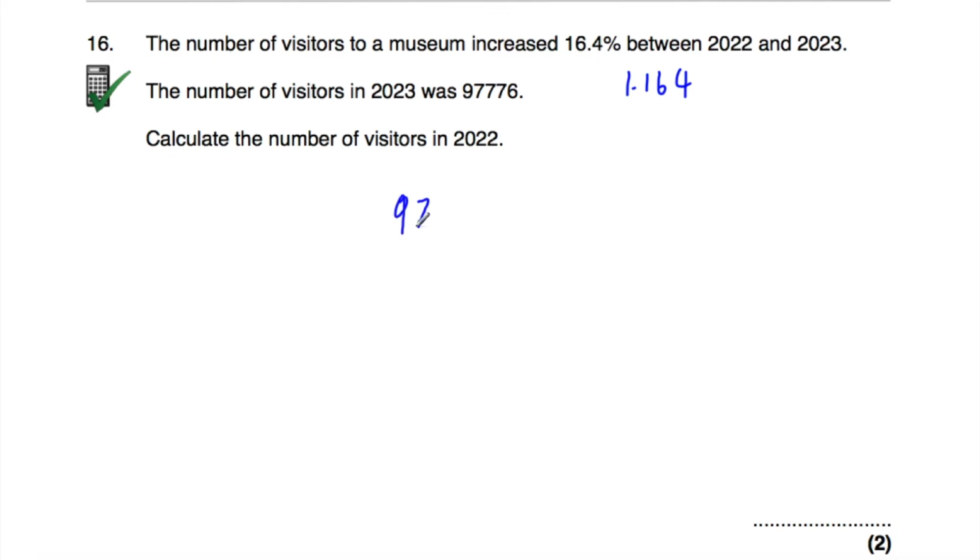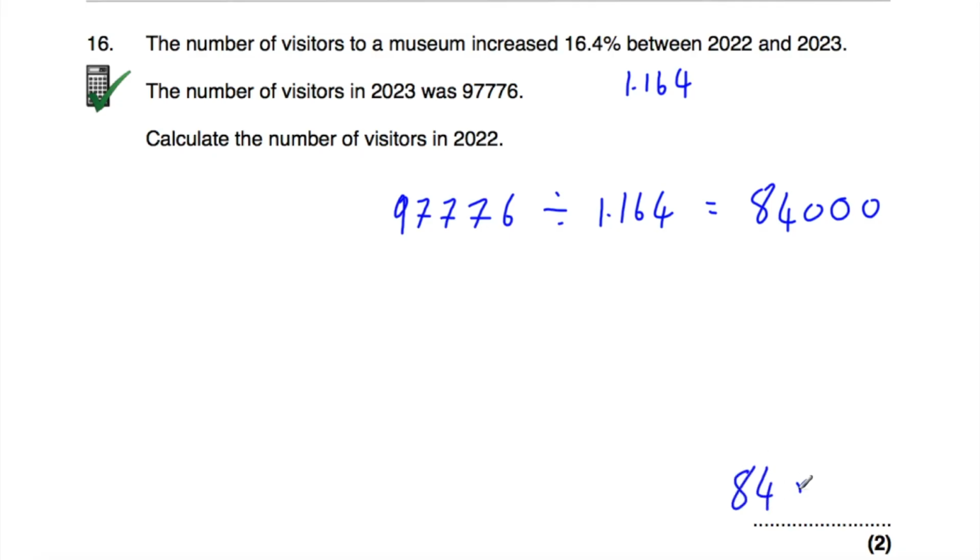So if we take that 97,776 and we divide it by the multiplier, the 1.164, that'll tell us how many visitors were in the museum in 2022. So 97,776 divided by 1.164 is equal to 84,000. So the museum had 84,000 visitors in 2022, and that's it.